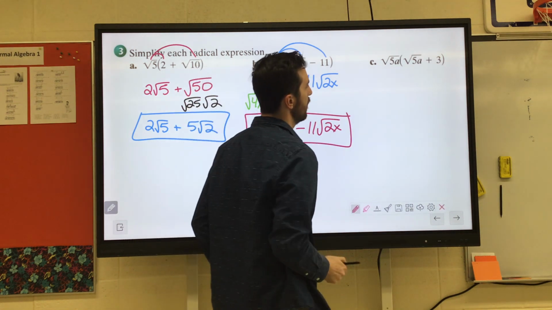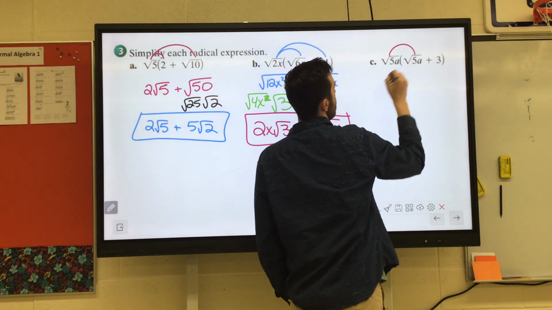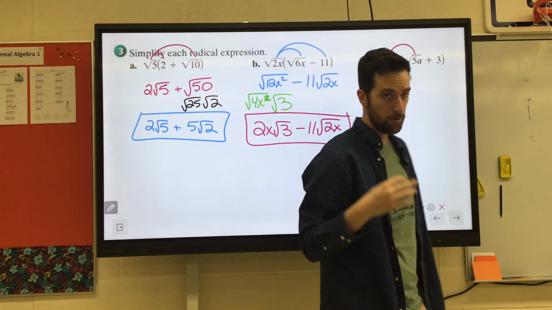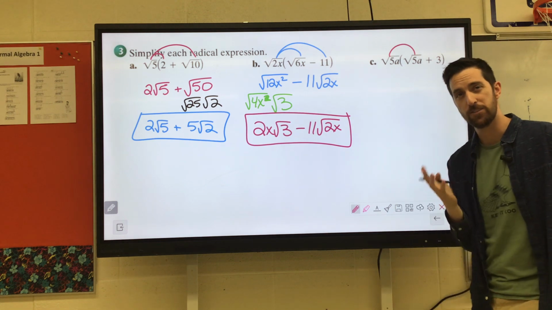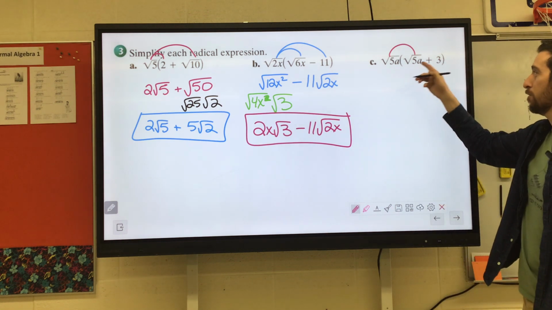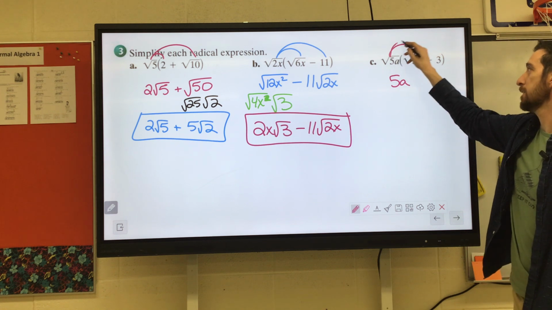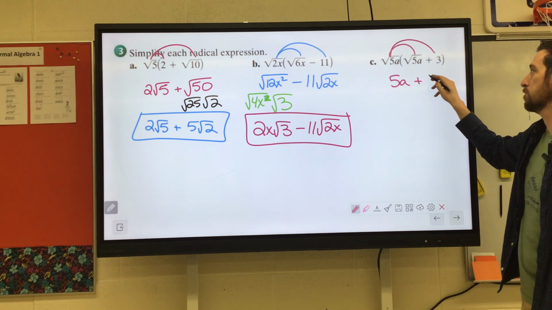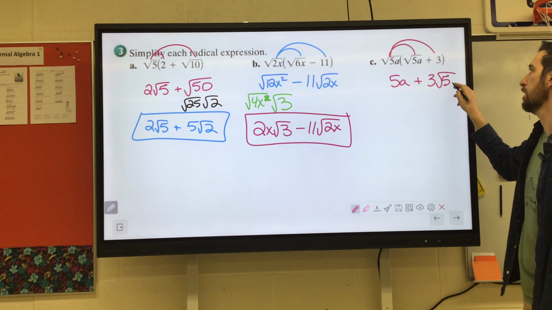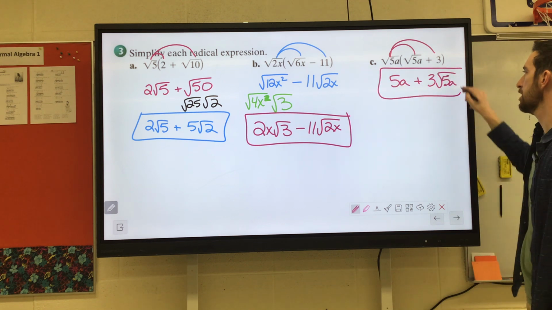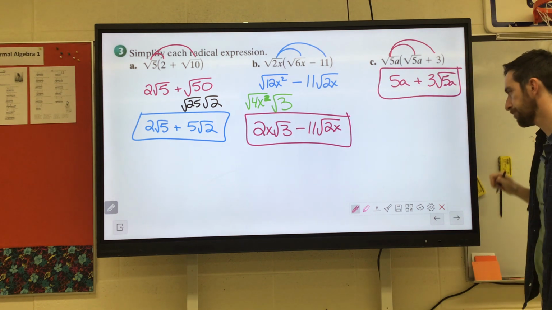And this is it. Root 5a times root 5a. If we remember our square root of smiley face times the square root of smiley face is smiley face. The square root of 5a times the square root of 5a will just be 5a. And then the square root of 5a times 3 is 3 root 5a. No more perfect squares than that, so it's all done.